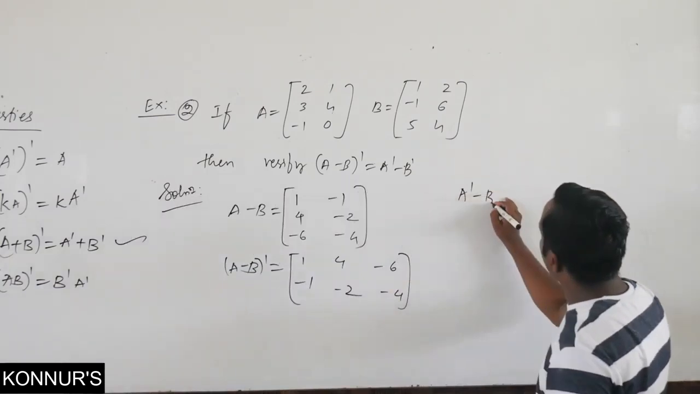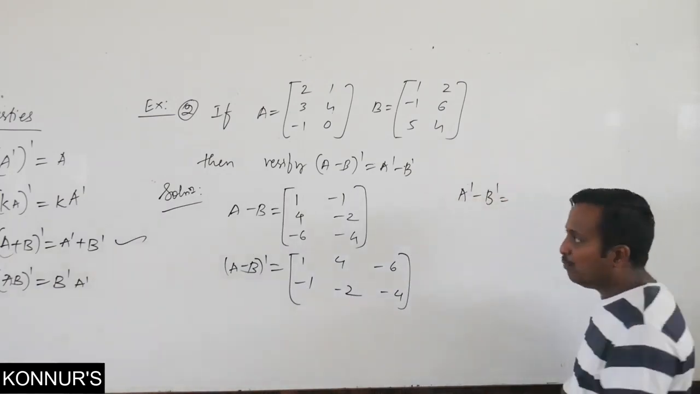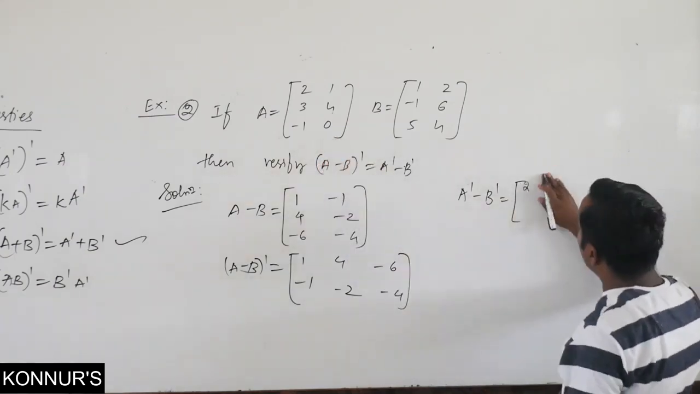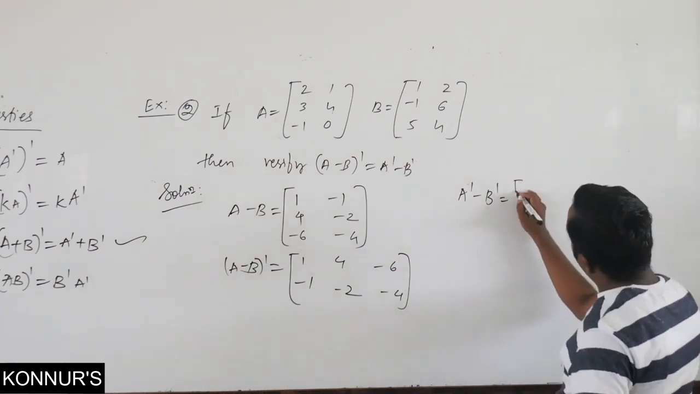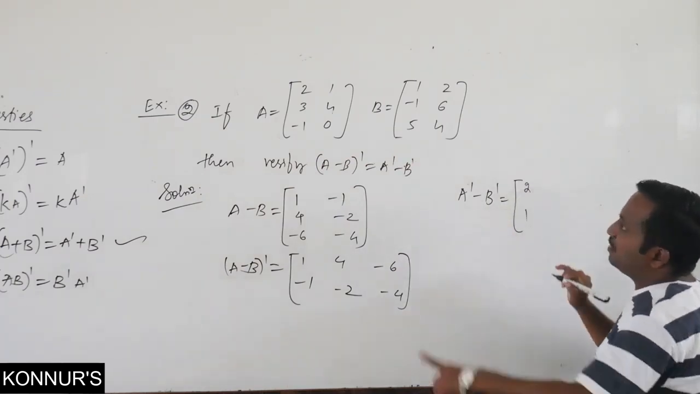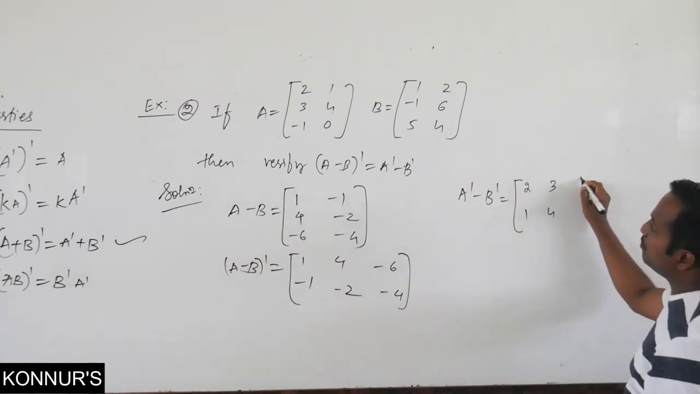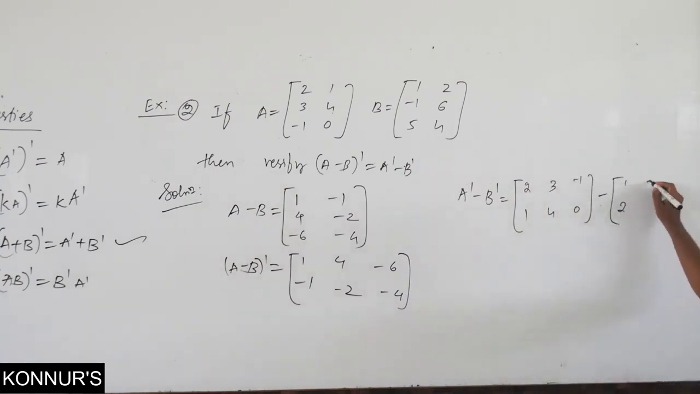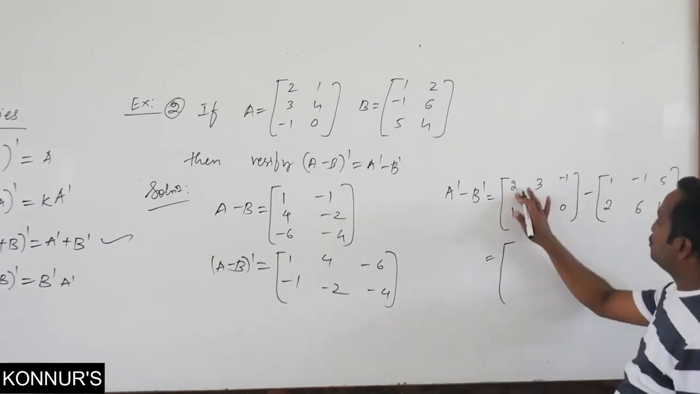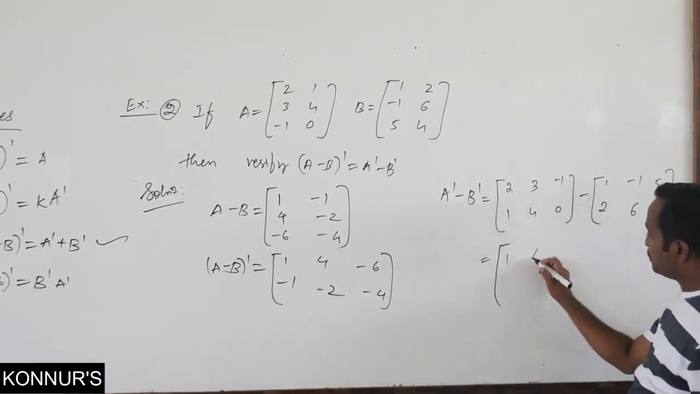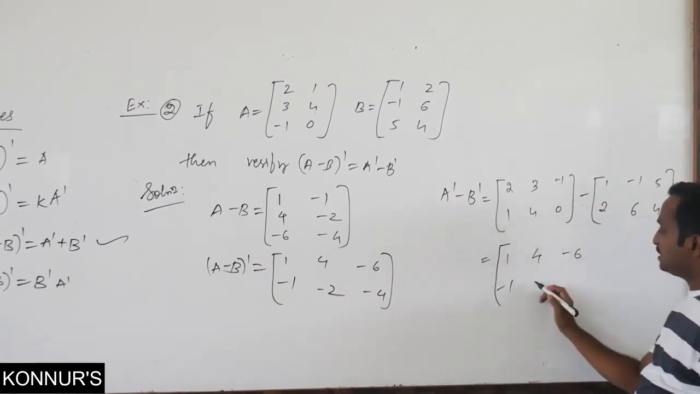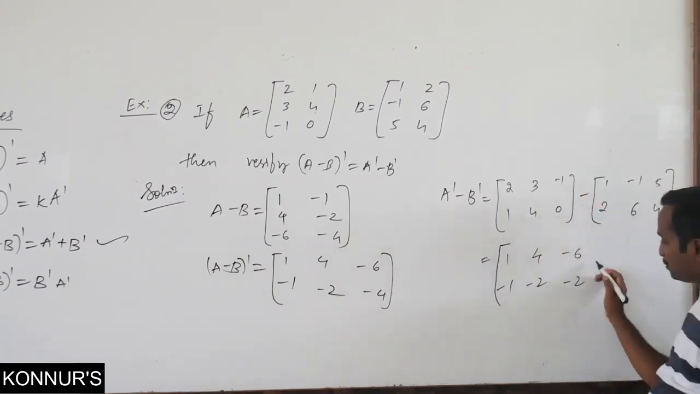I will calculate A dash minus B dash. Now what happened? A dash is becoming what? This is A dash: 2, 1, row becomes column, minus 1, 0. This is A dash, minus B dash: 1, 2, minus 1, 6, 5, 4, isn't it? So what happened? 2 minus 1 is 1, 3 minus minus 1 is 4, minus 1 minus 5 is minus 6, 1 minus 2 is minus 1, 4 minus 6 is minus 2, 0 minus 4 is minus 4.